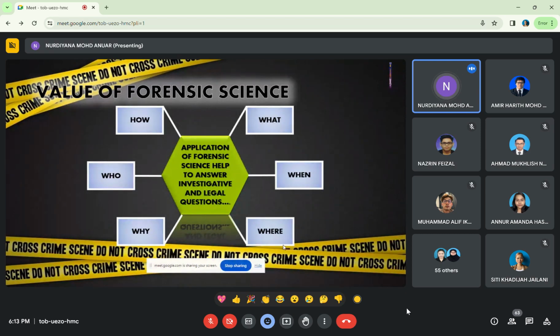Maybe dia kena bunuh tempat lain and then mayat dia dibuang dekat kawasan tersebut. So from there, kita buat analysis, then we know where is the primary crime scene located. Okay? Why did the suspect commit the crime? Kenapa dia bunuh tadi? Is it because of jealousy? Dan kita boleh tahu dia punya motif. So macam mana kita nak tahu? Kita kaji balik gunakan science.